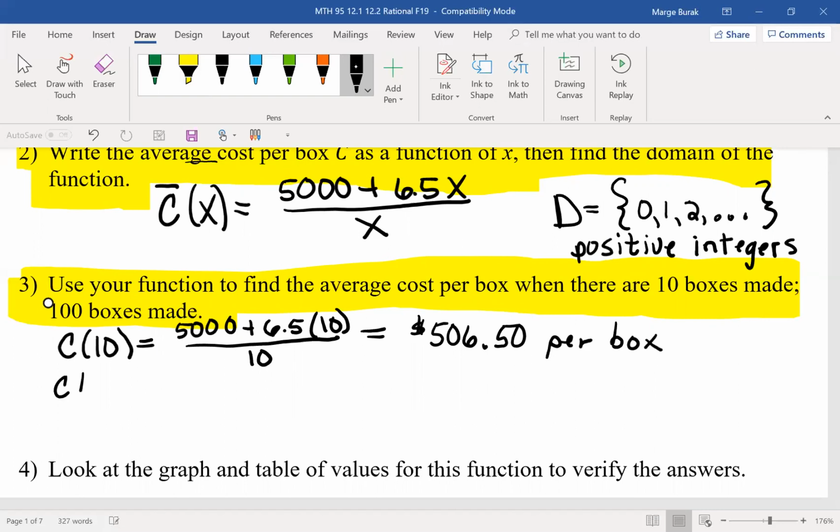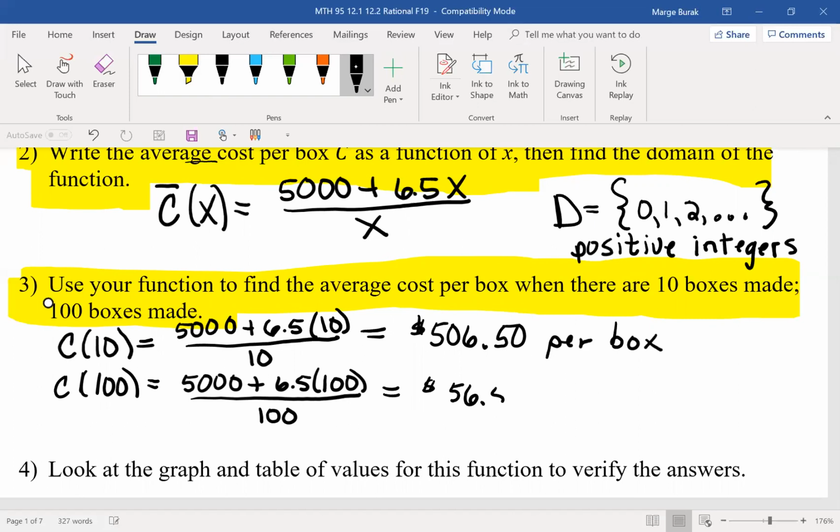That's costing me a lot. Let's see if I make 100. That would be 5,000 startup plus 650 for 100 boxes, and then divide it all. Let's see if I can get that cost down a little bit. So that becomes 5,650 divided by 100, which is $56.50. It's still not great, but the more I make, the less it's going to cost me per box.